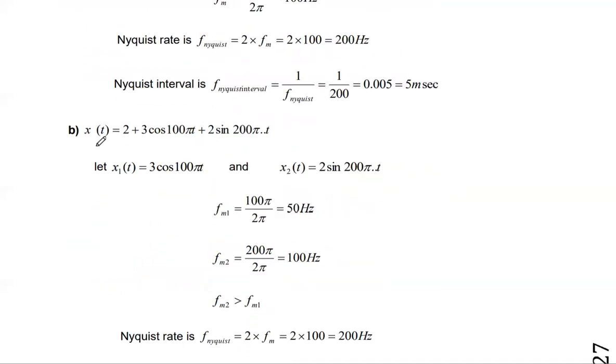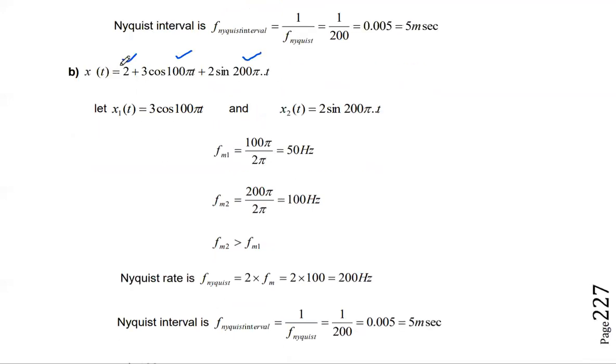And in this problem, x of t equals 2 plus 3 cos 100 pi t plus 2 sin 200 pi t. The given signal consists of 3 components. One is this 2, which is a DC component, and you know a DC signal does not have any frequency. Then the second one is a cosine wave, and the third one is a sinusoidal signal. So you leave this DC component. We have to find the frequency of the cosine signal and the frequency of the sine signal, and whichever is highest is the maximum value.